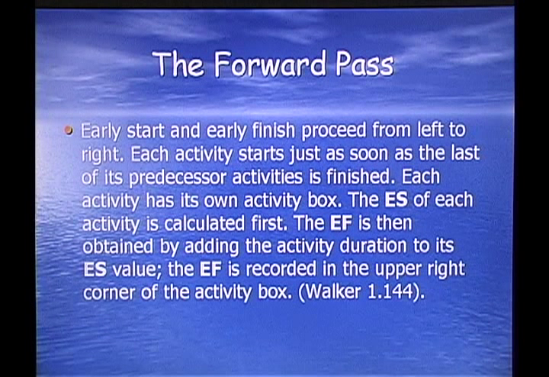The forward pass. Early start and early finish proceed from left to right. Each activity starts just as soon as the last of its predecessor activities is finished. Each activity has its own activity box. The ES of each activity is calculated first. The EF, or early finish, is then obtained by adding the activity duration to its ES, or early start value. The EF is recorded in the upper right corner of the activity box. This is all covered in Walker's, Chapter 1.